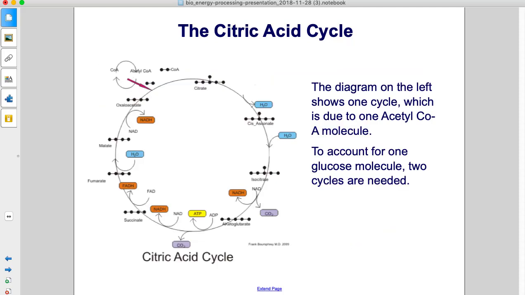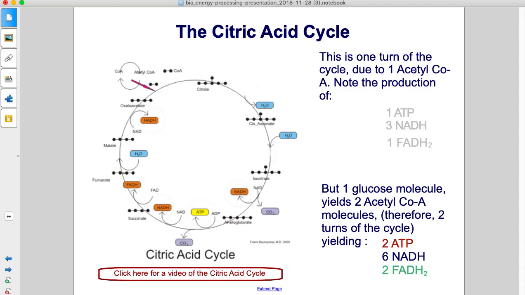The diagram on the left shows one cycle, which is due to one acetyl coenzyme A molecule. To account for one glucose molecule, 2 cycles are needed. So this is one turn of the cycle due to one acetyl coenzyme A. Note the production of 1 ATP, 3 NADH, and 1 FADH2.